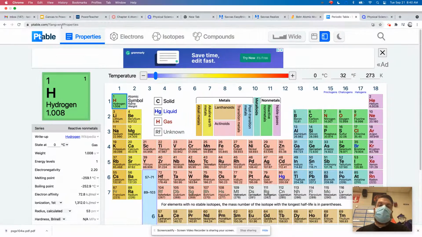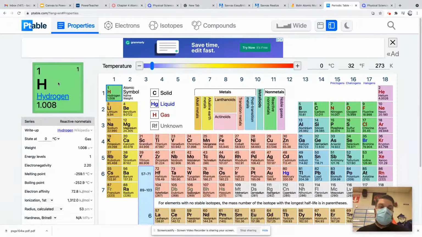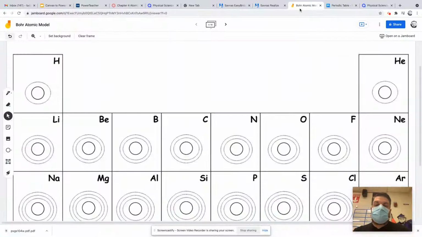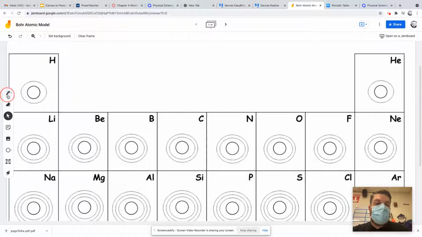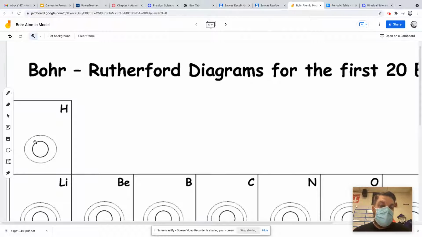Hydrogen has an atomic number of 1, okay? The symbol is H, and then the atomic mass is 1. So if I come over here, there's a lot of information that I know. Well, if the atomic number is 1, then that means that it has, let me zoom in so we can really take a look at it. That means that it has 1 proton.